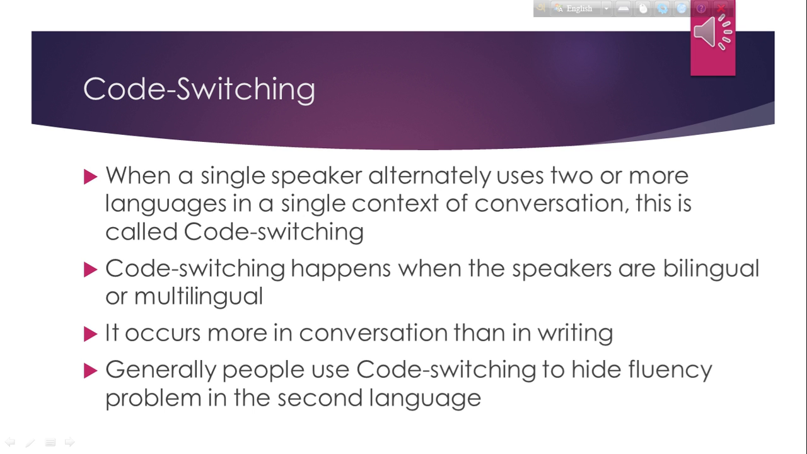Now, code switching. When a single speaker alternately uses two or more languages or language varieties in a single context of conversation, this is called code switching. Code switching happens very often when the speakers of a conversation are bilingual or multilingual. It is like moving back and forth between two or more languages or dialects or registers.